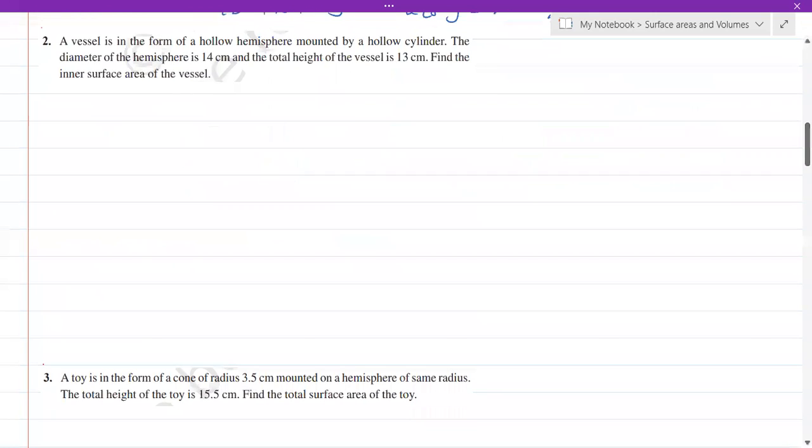A vessel is in the form of a hollow hemisphere mounted by a hollow cylinder. Okay, so what we have got is a hollow hemisphere, something like this. Okay, let's say this is a hollow hemisphere. On top of this, we have got a cylinder. This is the shape of the vessel.